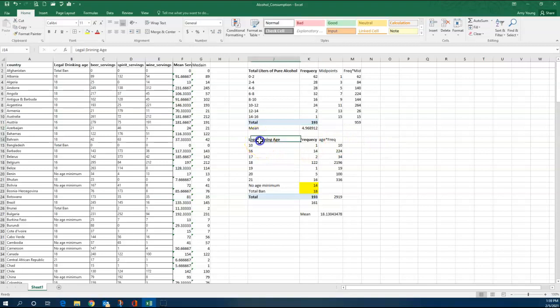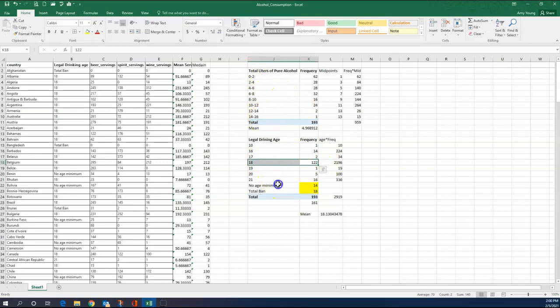Obviously, for the mode for the legal drinking age, when you're looking at a chart like this where you have singular values, it's very easy to pick out the mode. It's just the one that occurs the most, and that would be the age 18. That is the mode for this.